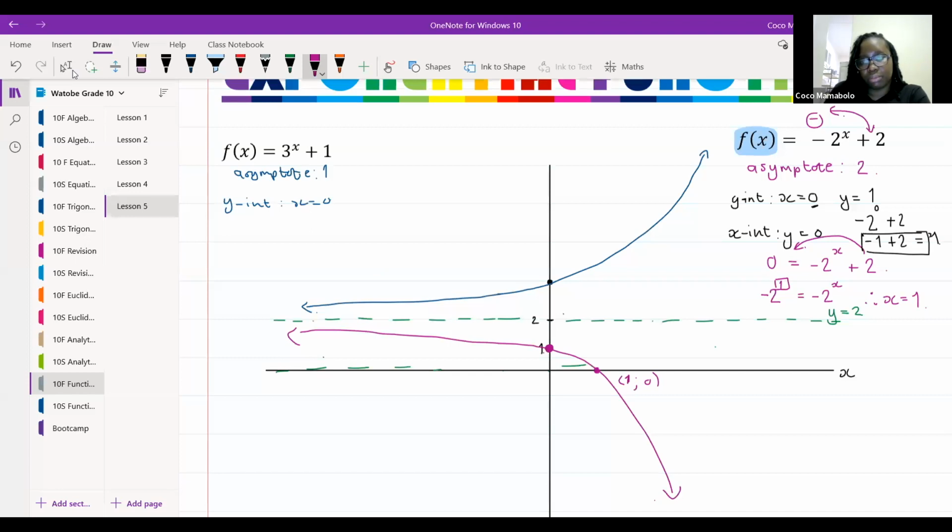Oh, okay. Because our y-intercept is at the point 1. Okay, I get it. Thank you. Okay, you're very welcome, my sweetie.